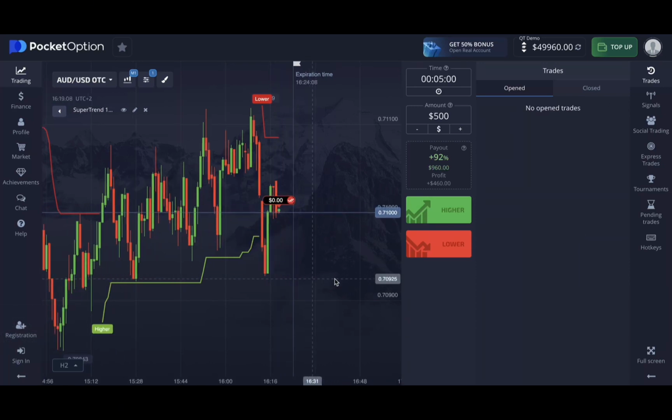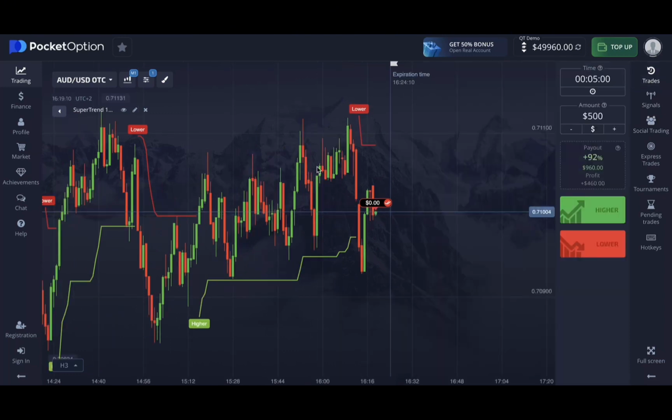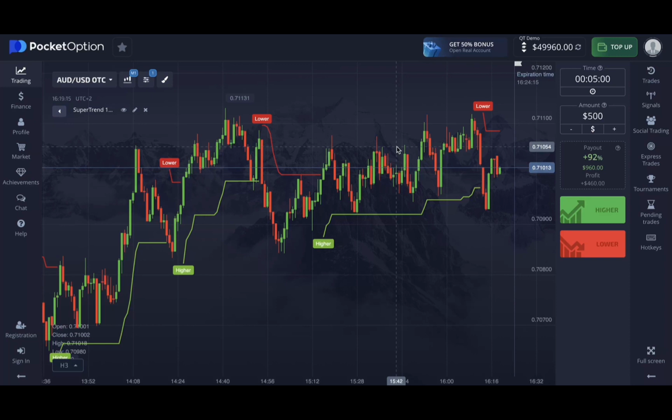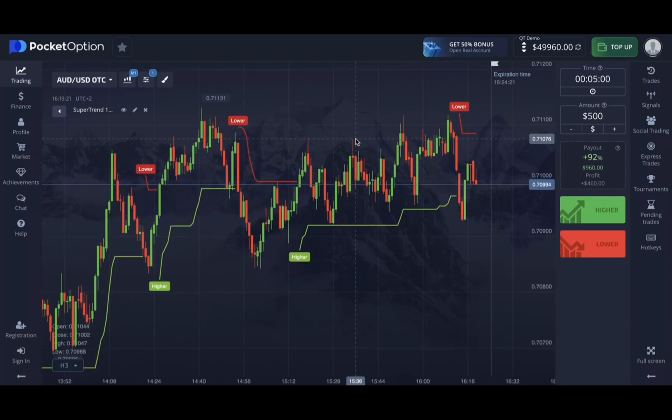Alright, the second trade was a loser. So you might ask yourself why. I can really say that the trading game is a game of statistics and probabilities, but this is not the case here.